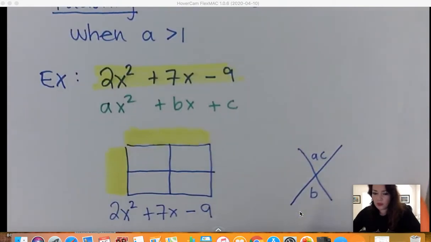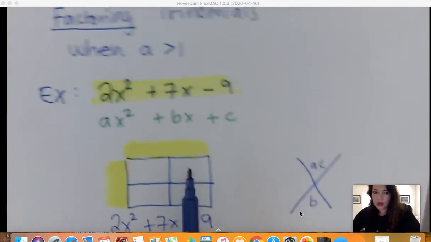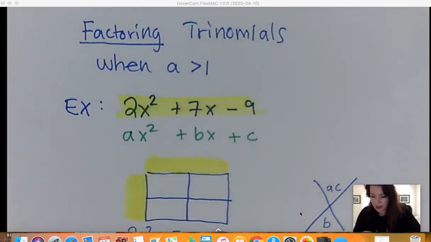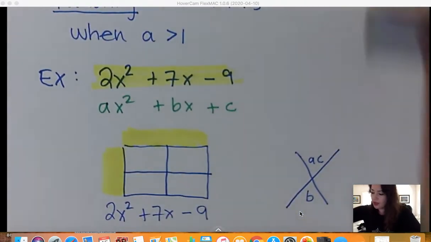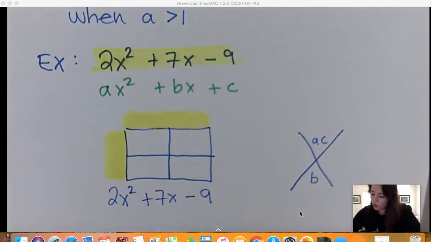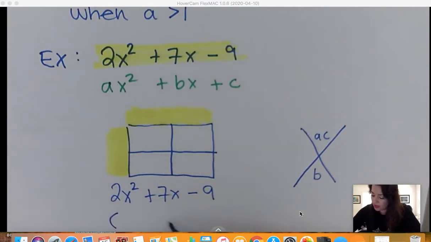So how do I create an area model like we were doing before when we were dividing polynomials? Remember, factoring is the same as division. So if I want to factor this trinomial, I could make an area model where everything in these blue boxes add up to 2x squared plus 7x minus 9, and in the yellow highlighted are my factors. So I'm going to end up with factors here that when I distribute it will result in the bottom row. So my a value in this case is 2, and my c value is -9.